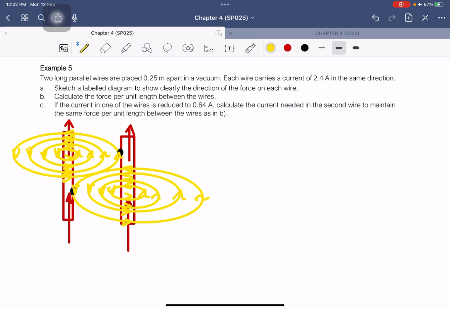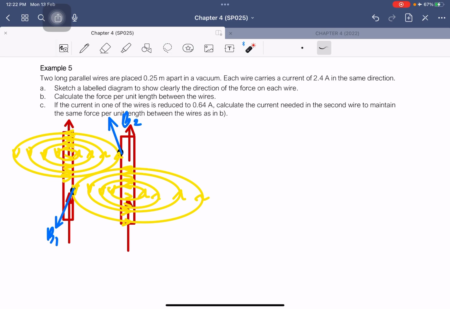Now the direction of magnetic field lines. Here you draw tangent to the magnetic field lines. So you will get something like this, and this one is something like this. So this is B2, and this is B1. Now you will use your Fleming left hand rule or right hand palm rule.